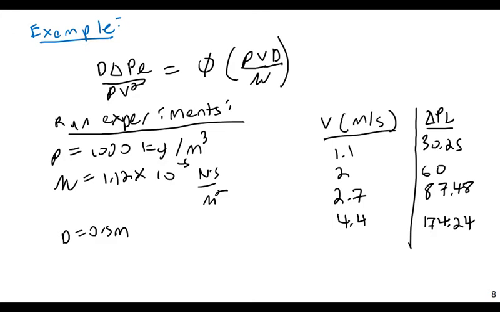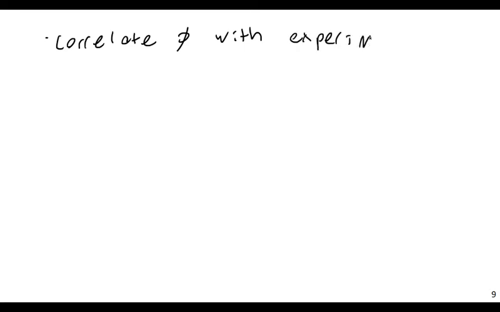All right, and what we want to do is correlate phi. I'm not going to be able to do this directly in front of you, but we'd have to use Excel or something like that. That would take a bit more time than we have, but again, I assume you know how to do that by now. So we'd correlate phi with our experimental data.